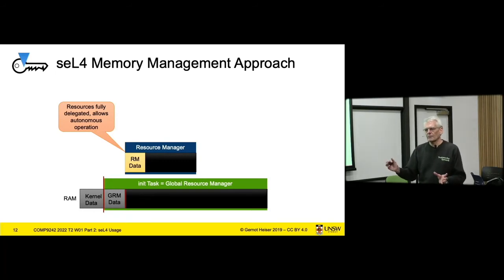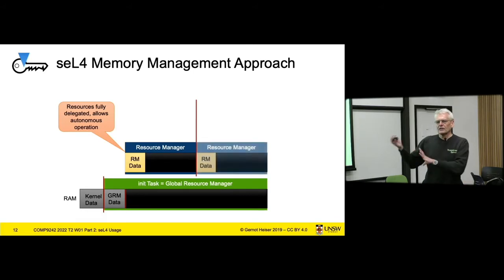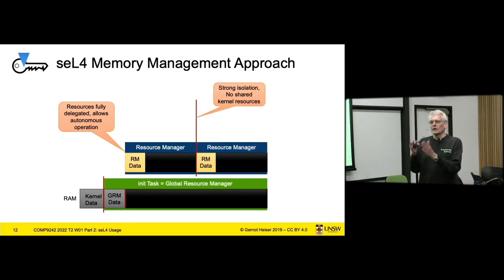And so by delegating some of these resources in terms of untypeds to a secondary process, that secondary process is then completely in control of the subset of system resources. And if you set up a second one with a different subset, and those two subsets don't overlap, then you have two subsystems that are autonomous but completely isolated.